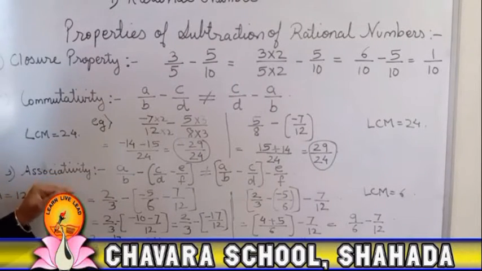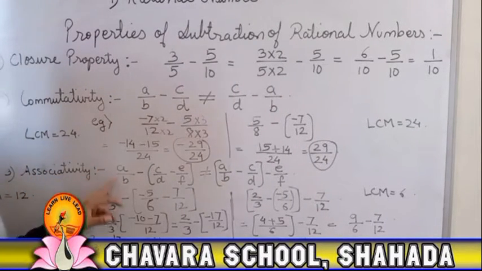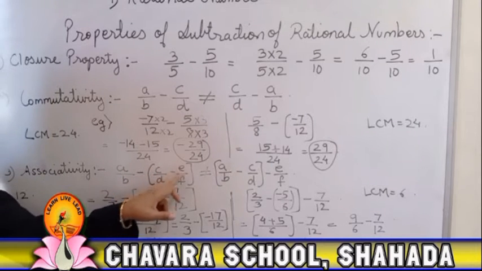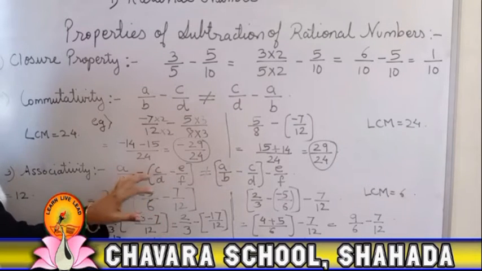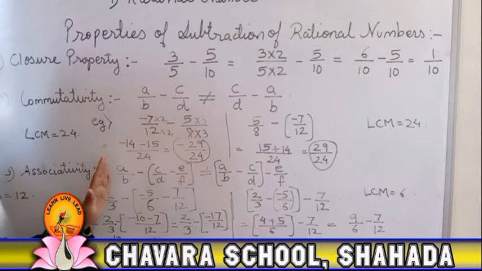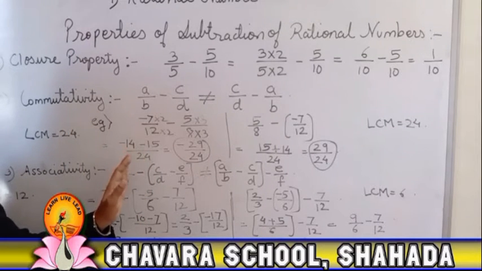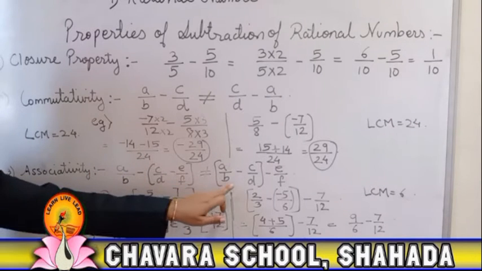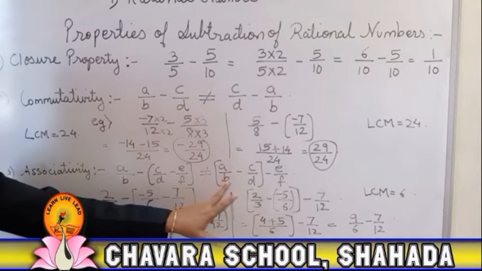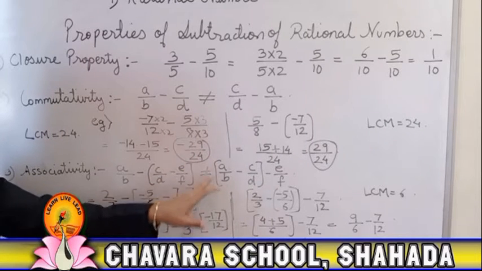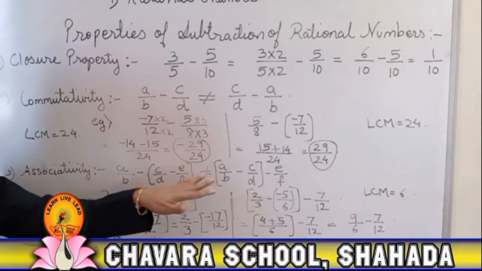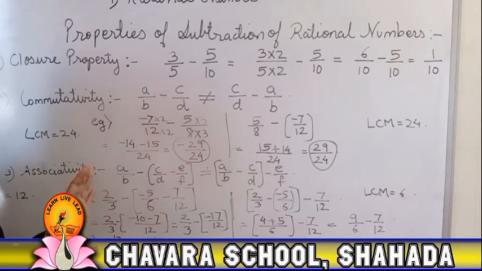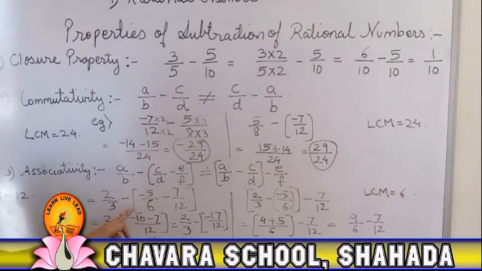The associative property tells us that if we solve A upon B minus, in brackets, C upon D minus E upon F, first solving this bracket and then the rest, the answer will not be equal to the other grouping. Always keep in mind, in addition, commutative and associative answers are equal, but here the answers will not be equal at all. To prove this, we have another example here: 2 upon 3 minus, in brackets, negative 5 upon 6 minus 7 upon 12.